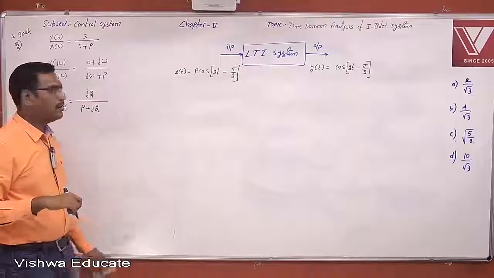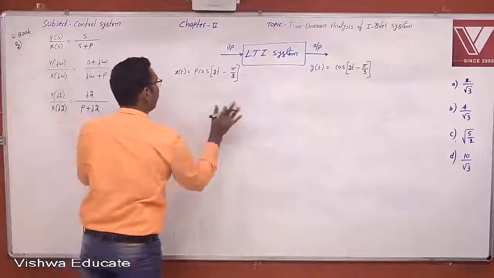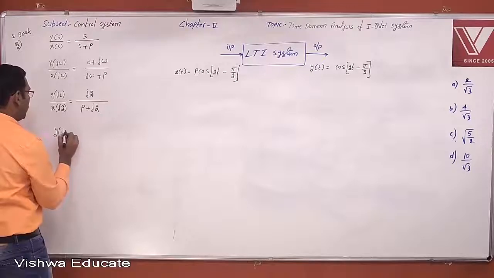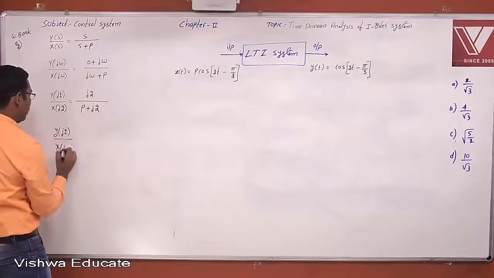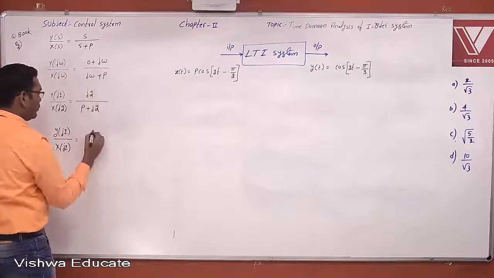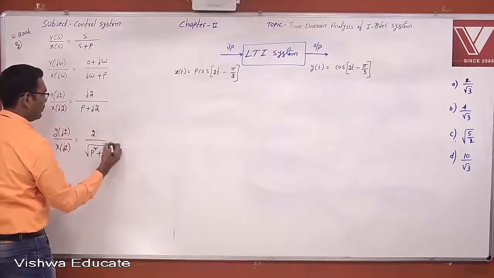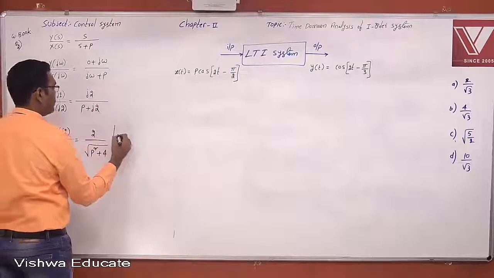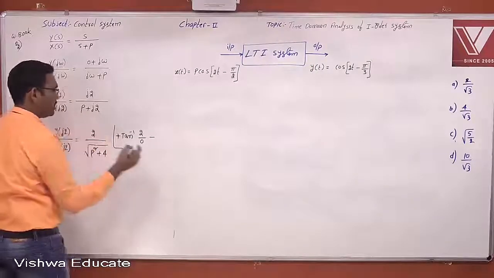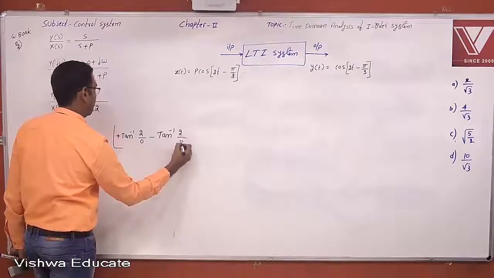Now see, students, this is the output to input ratio at 2 radians per second. Forget about all these things and find what the output should be. So Y of j2 by X of j2 is the square root of a square plus b square. For the phase angle, the numerator is positive, so tan inverse of imaginary part by real part; the denominator is minus tan inverse of imaginary part by real part.